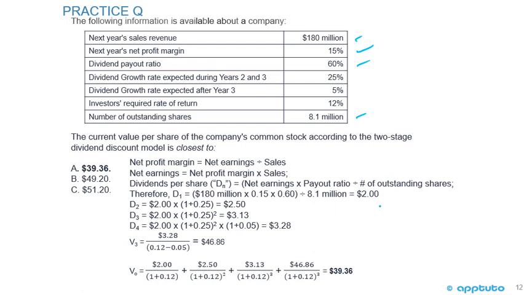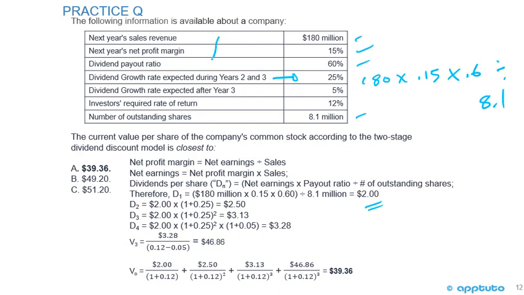So what we needed to do is calculate the dividend per share, okay? So it's not that difficult. We have to do 180 million times the profit margin, which is 15%, and then the payout ratio is times 0.6, and then we're going to divide by the 8.1 million shares, okay? So if you do that, 180 times 0.15 times 0.6 divided by 8.1, we're going to get $2 per share. Now it just becomes the type of question that we're familiar with. That's the dividend, $2.